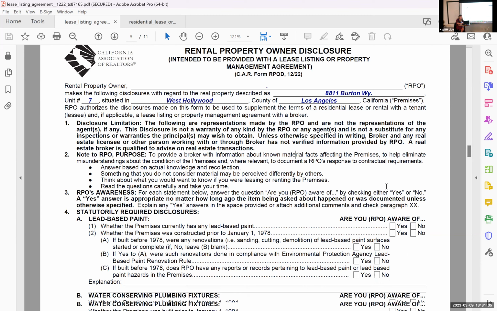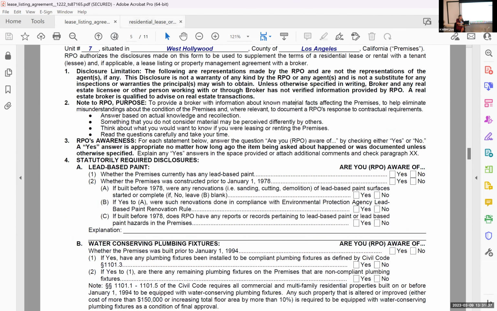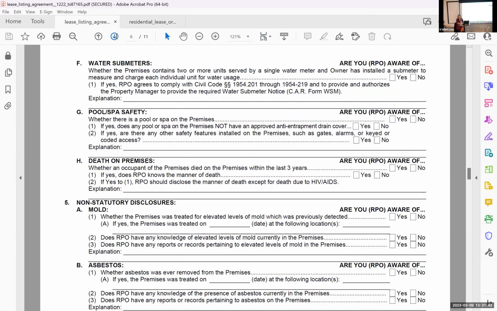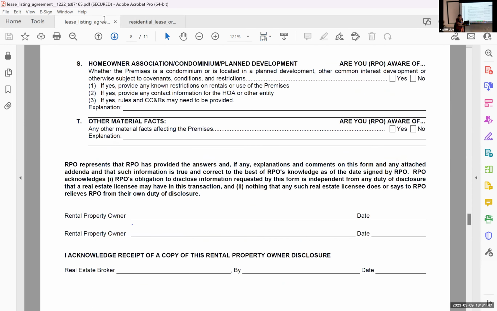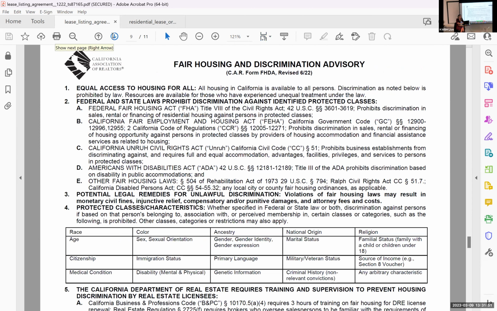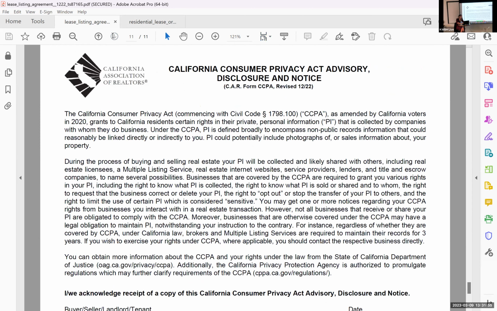I'm not going to go through it because I don't even want to look at this thing. But if you've taken the disclosure class or you want to look at it online, it's very similar to the SBQ and TDS, which is covered in that class. Okay. And then you have the Fair Housing and Discrimination Advisory, Consumer Act, and Privacy Act.